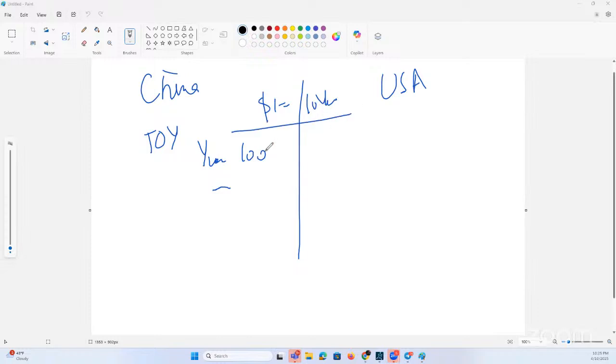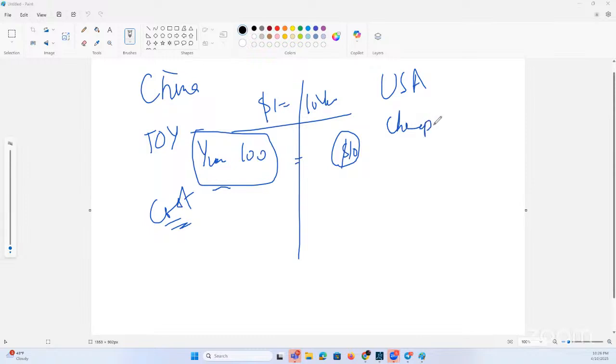Now what happens is it is made at 100 yuan, which is a good cost in terms of China. But when you bring it to America, it will cost you $10. And $10 in terms of USA is cheaper, because if you have to buy something in hundreds, you will think about it. But if it's $10, it's all right.